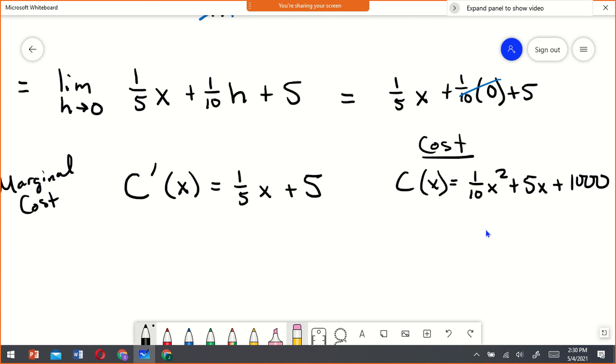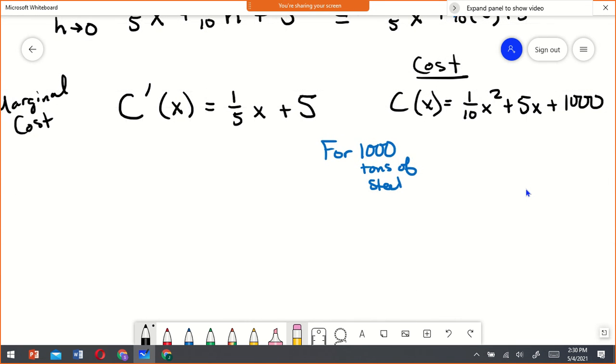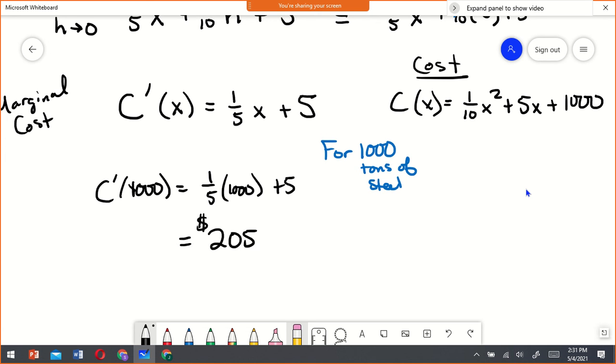I think it's interesting to look at how the two compare a little bit and interpret a bit. So let's say we want to find out what the cost and the marginal cost will be when we produce 1,000 tons of steel. I'm not going to spend a ton of time showing out the calculation for this. It's just plugging in the number 1,000 into each of these functions. So we can evaluate the marginal cost, C prime of 1,000, by plugging in 1,000. 1/5 times 1,000 is 200 plus 5 means that my marginal cost is $205 per ton.